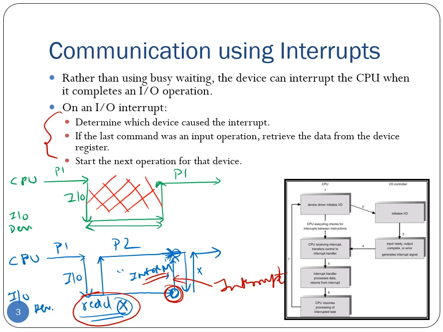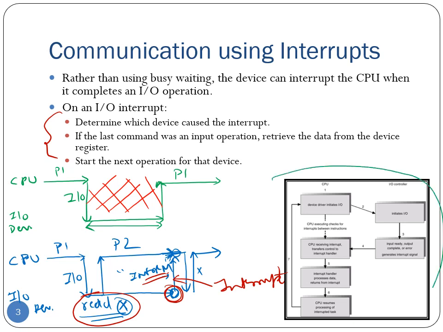Now this slide over here briefly lists how this is done. We will go into many more details of this. So essentially the CPU will determine which device has caused the interrupt. It will then go on to service the interrupt depending on the device that has caused the interrupt. So let's say the CPU had made a read request to the device. It will go back and retrieve the data from the device register, and then if there is more data that the CPU wants to read from this device, then it will set up the device for the next read command.